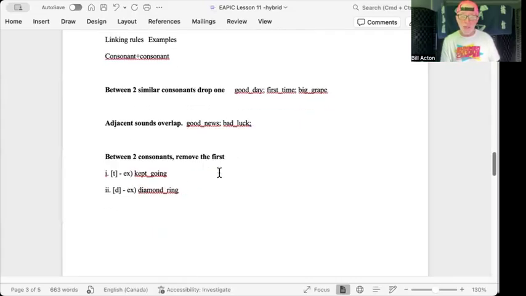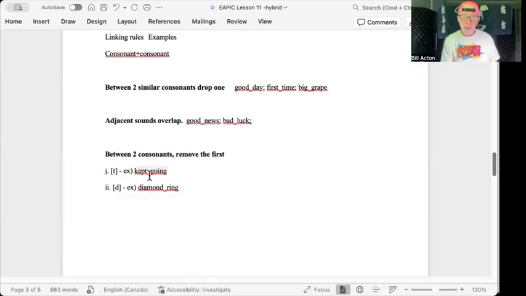Then between two consonants, you got two consonants between, remove the first one. Here we have kept going. Remember what I said, when you take out that first consonant, that T, you pull the T out, there's still a stop there. There's something still very close to a T sound, but not quite the same. So it's kept going, kept going, kept going. It's right here, right? Kept going, kept going.